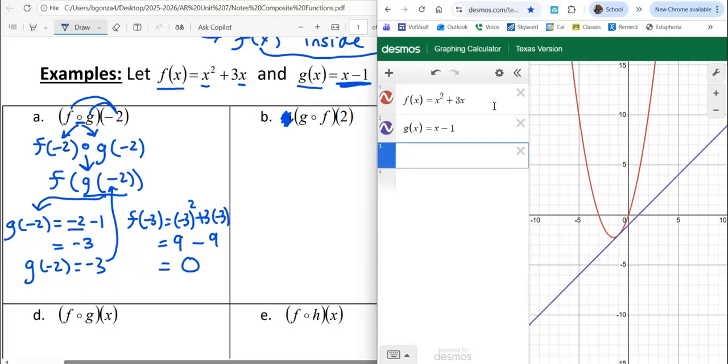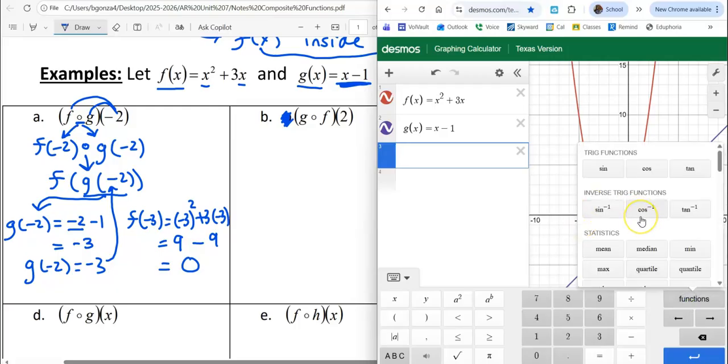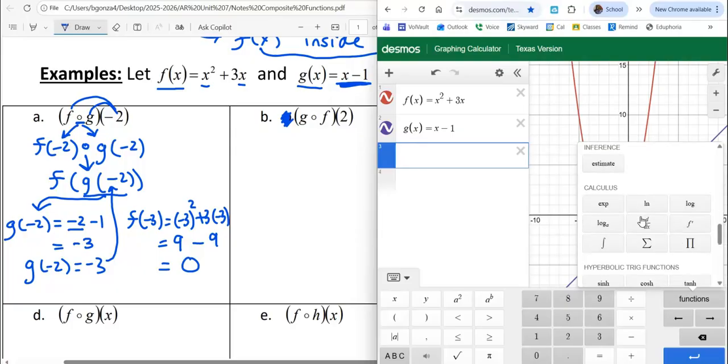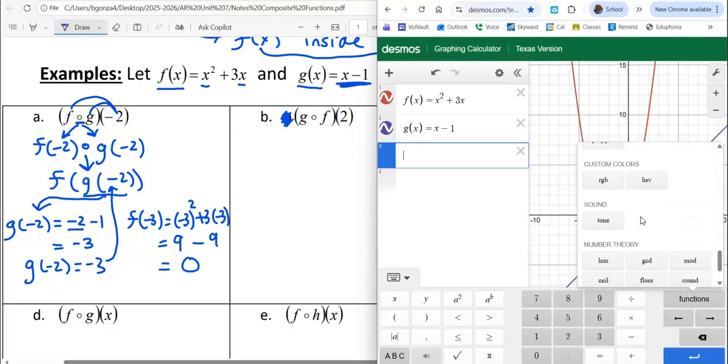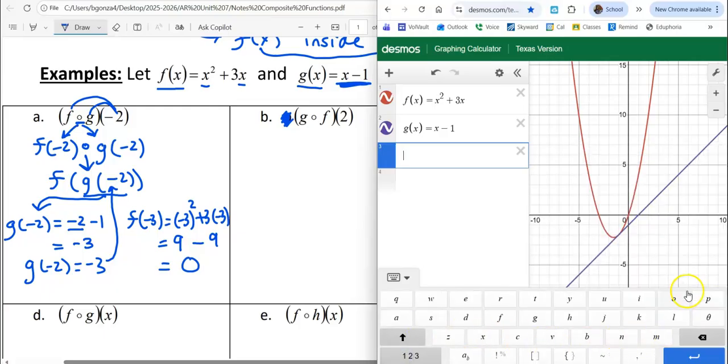Now, here's the question. What do I type in to get the composition of functions? Now, y'all see this weird little O? Let's see if we can search our keyboard for a little O. I don't see a little O in here. Maybe down here. Nope. Okay, let's search over here. I mean, that's an O, but I don't think that's going to work.